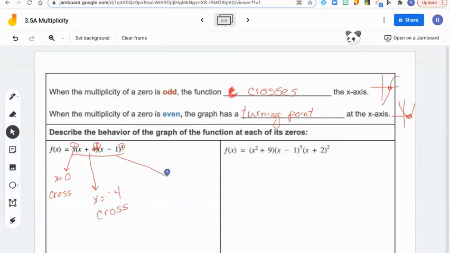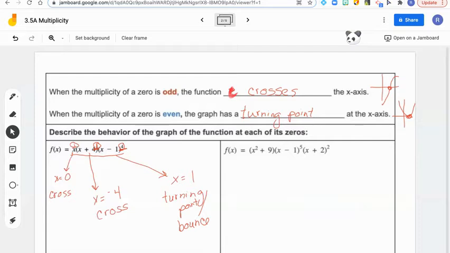And here's another 0. When x is equal to 1, notice it has an exponent of 4. It's an even multiplicity, which means it's going to have a turning point. Or what maybe is easier to think of as it's going to kind of bounce off of that 0. Okay, so this is how we use multiplicity, allowing us to take a look at what's happening at that 0. Let's look at one more.